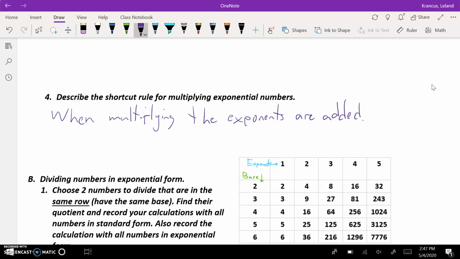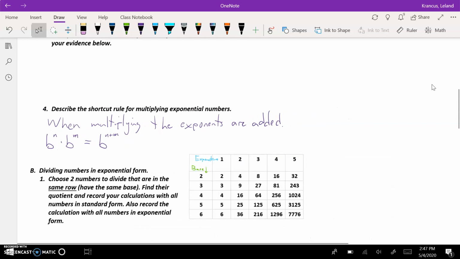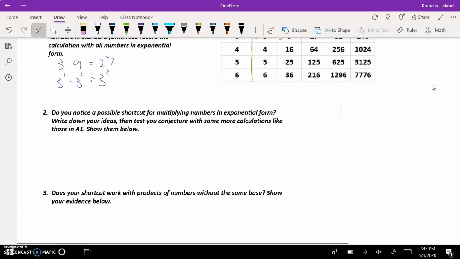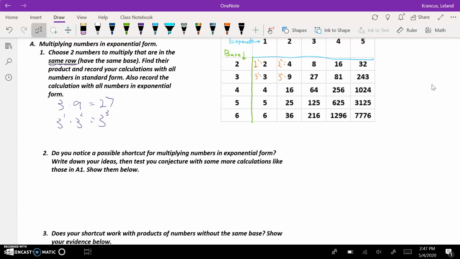So this could be written symbolically as: if we have a base to the n power times that same base to the m power, the product is going to be that base to the power of the sum of the two exponents. And so give it a try for a few others if you haven't already. Hopefully that's what you noticed as you went down through these problems. But I could just show one more example.